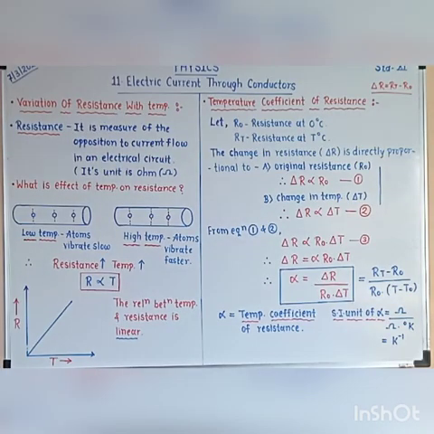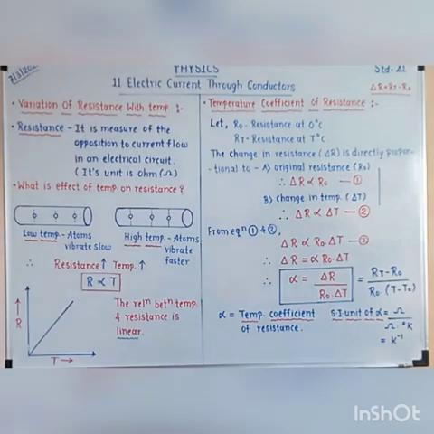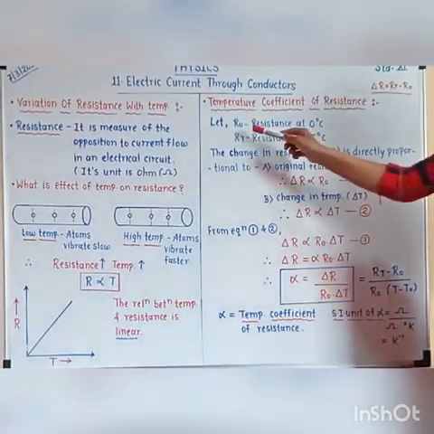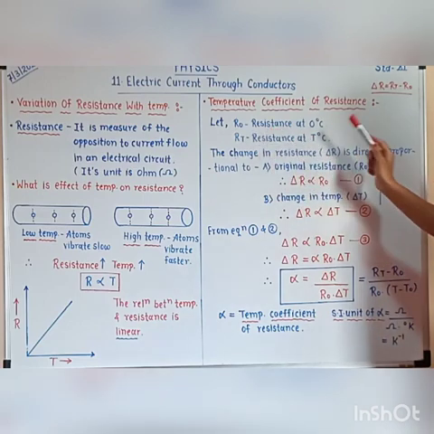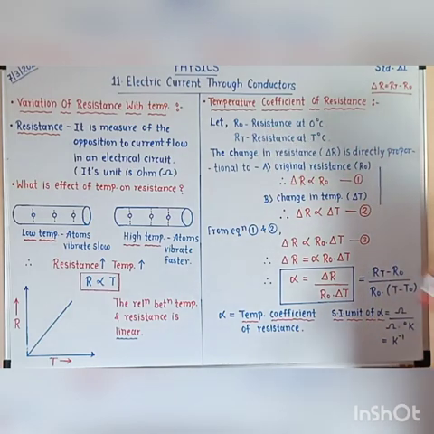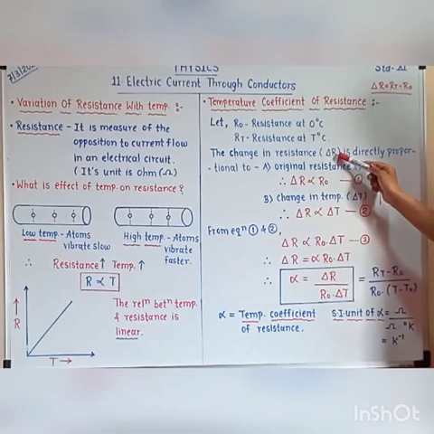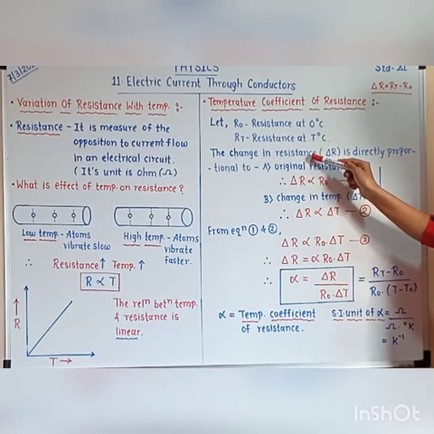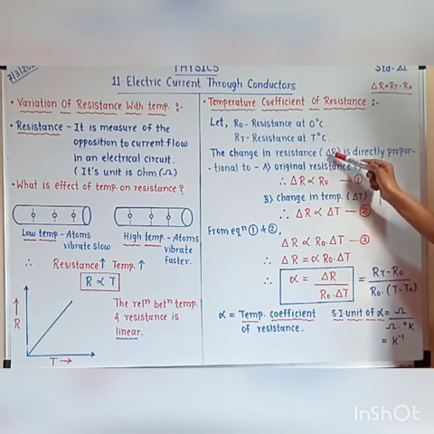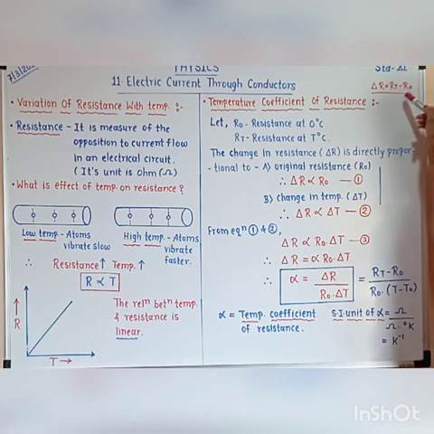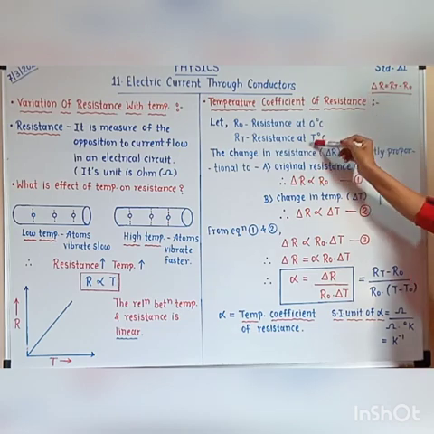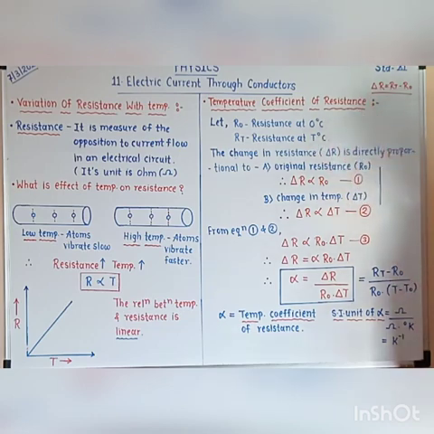Now the next point is temperature coefficient of resistance. So consider R0 is resistance at 0 degree Celsius and RT is resistance at T degree Celsius. Then the change in resistance is represented by this symbol, delta R, and the formula is delta R is equal to RT minus R0, that is final resistance minus initial resistance.